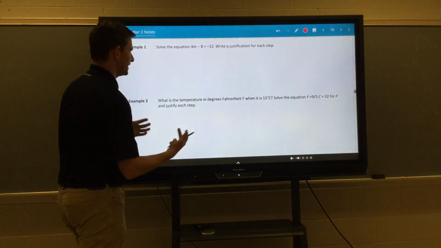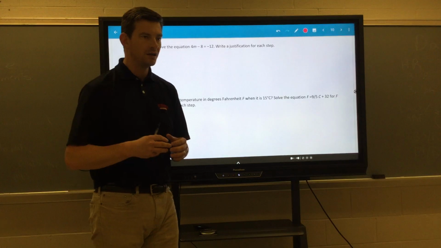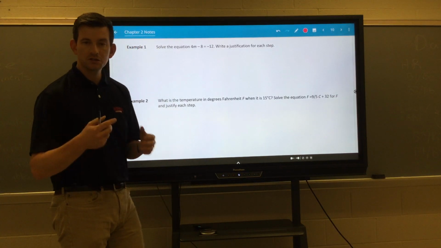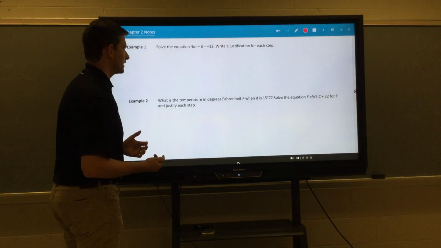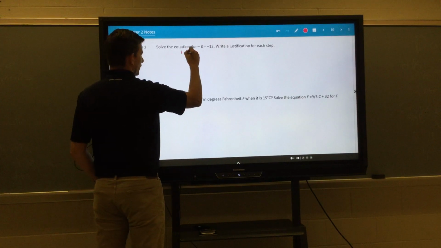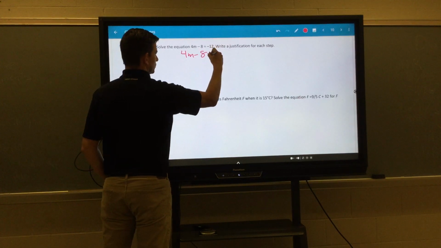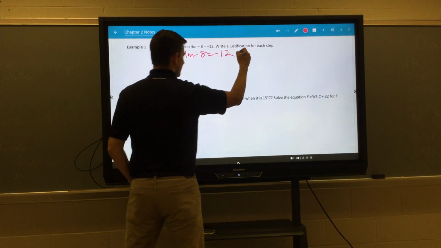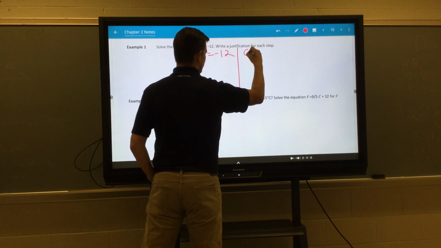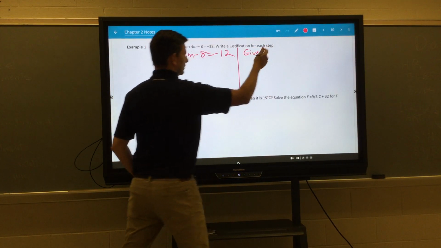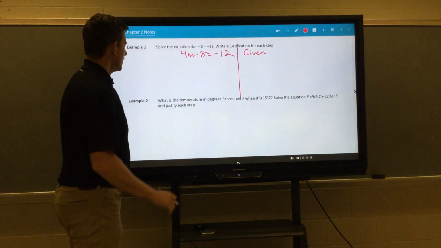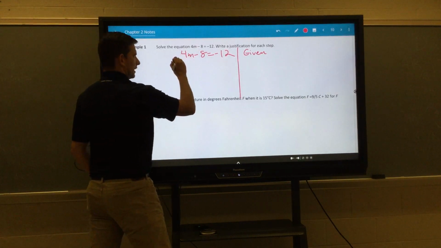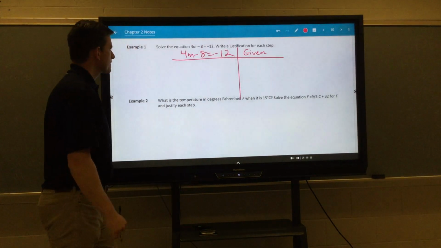What has been provided for us? You can't just start in the middle by doing things. You need to start with what's provided. So here we have 4m minus 8 equals negative 12. That is our given. So I'm going to make a little chart here. It's called a two-way table. And we literally copy down what we started with.